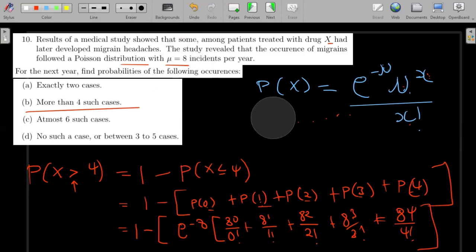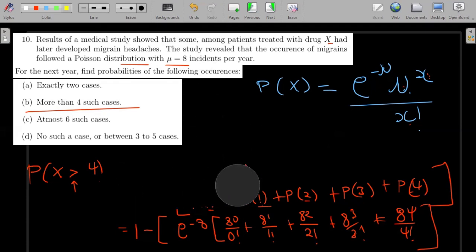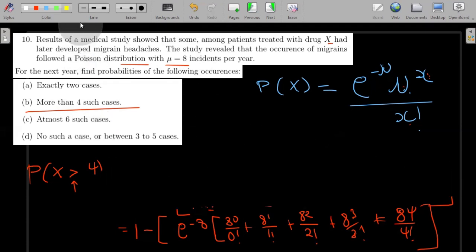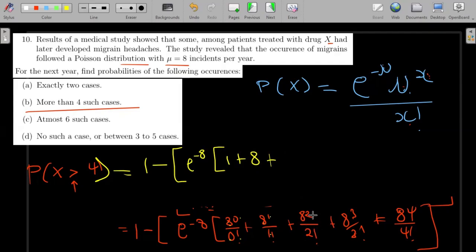So let's create some space on top here. We're going to say this probability is equal to 1 minus, in the brackets, e to the power minus 8 times 8 to the power 0 divided by 0 factorial. 0 factorial is 1, and 8 to the power 0 is 1, so I have 1 plus 8 to the power 1 divided by 1 factorial, that would be 8. Plus 8 to the power 2 divided by 2 factorial, it will be 16 divided by 2, which is just 8.